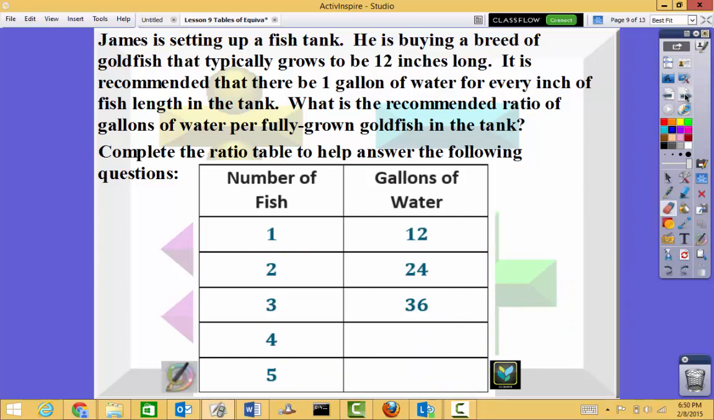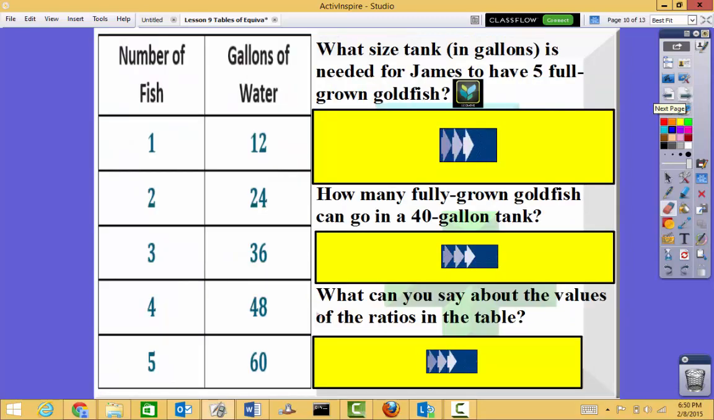Alright, I hope you did well on that. So let's look at this question. I want you now on Socrative to answer this question. What size tank in gallons is needed for James to have 5 fully grown goldfish? So I'm looking for how many goldfish I have. There's 5. How many gallons of water do I need? Answer that question on Socrative, then continue on with the lesson.